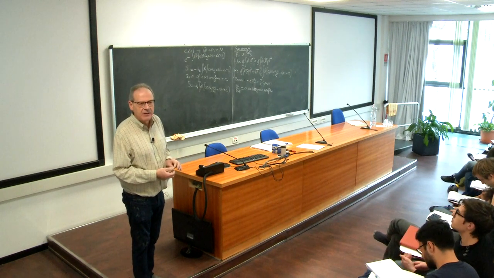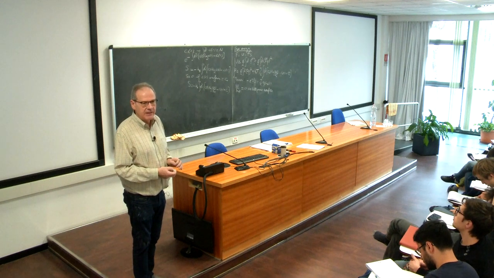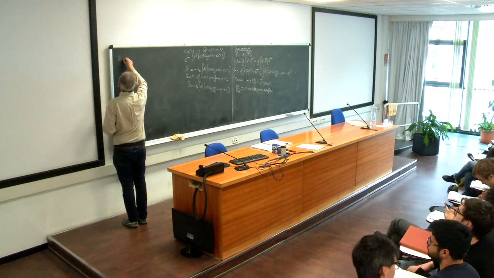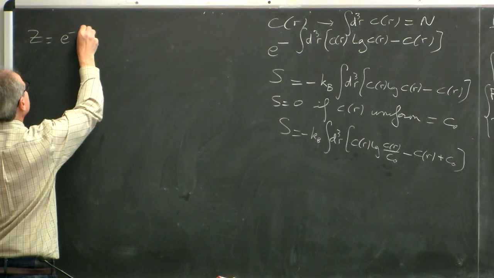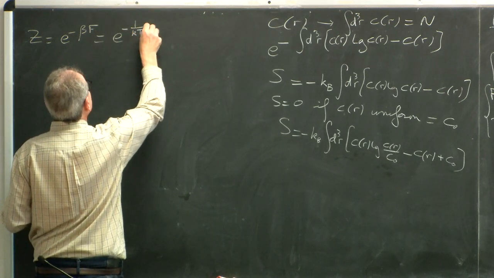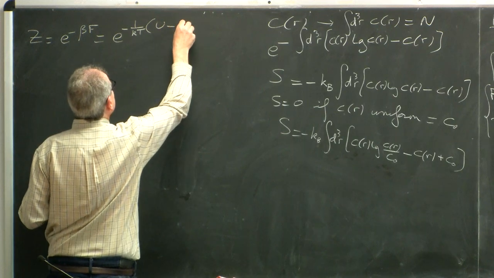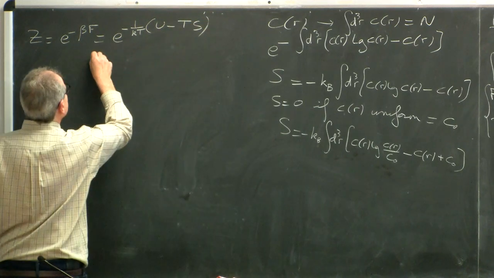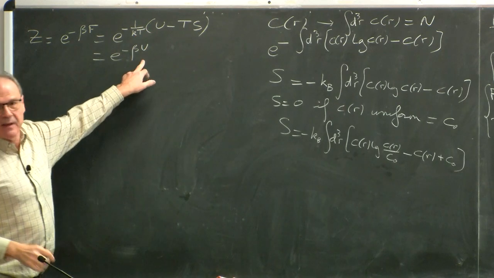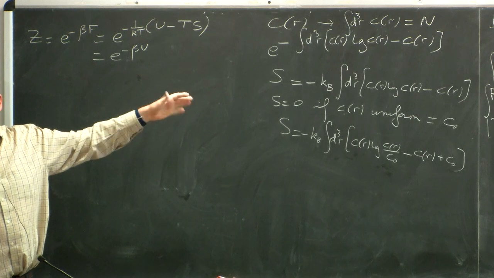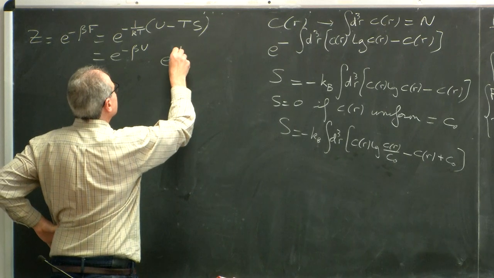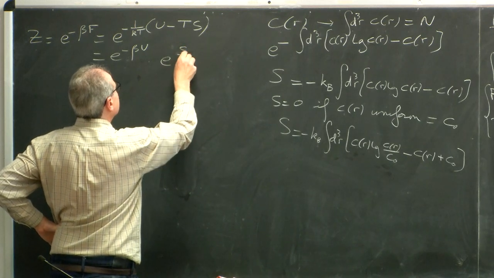Z equals e to the power S by k? Yes, yes, exactly. How did you do that? Well, you have Z equals e to the minus beta F. So it's e to the minus 1 over kT times (U minus TS). So it's e to the minus beta U, which is beta epsilon over 2 integral of phi gradient phi squared, and then e to the S over k.